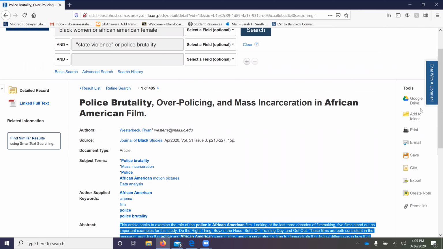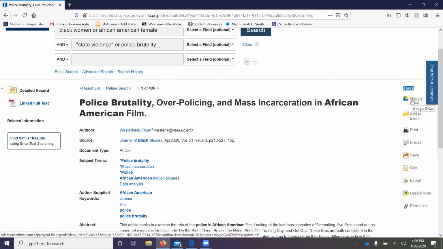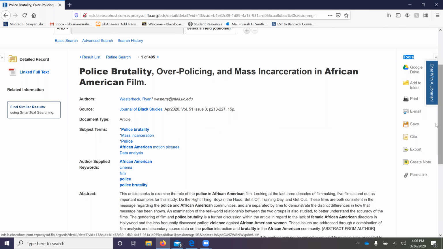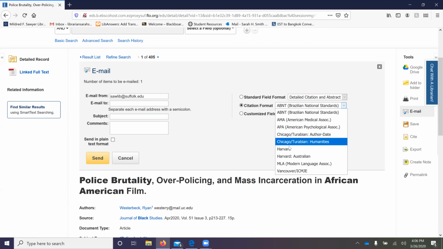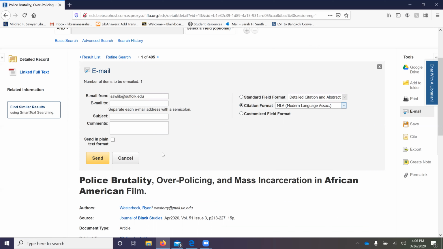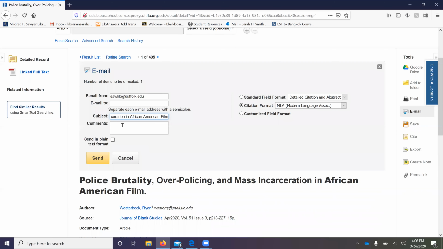On the far right hand side, we have various tools. There is a Google Drive button, which will allow you to add an article to your Google Drive. You can obviously print. There is an email where you can email it to yourself. That is how I recommend you send these articles to yourself. When emailing an article to yourself, I recommend you change standard field format to citation format, and then select MLA, so you'll have an MLA style citation. I would also copy the title and paste it in the subject line of the email. That way, if you're sending multiple articles to yourself, you will know which email holds which article. And then you would just put in your email and send it.